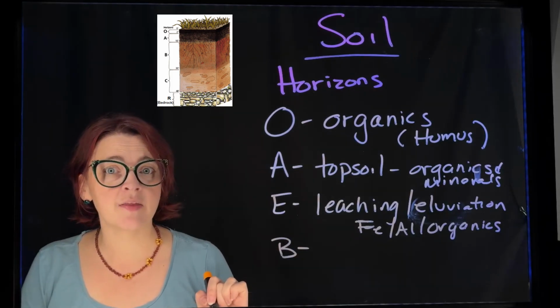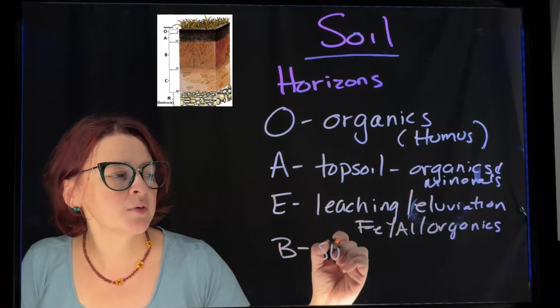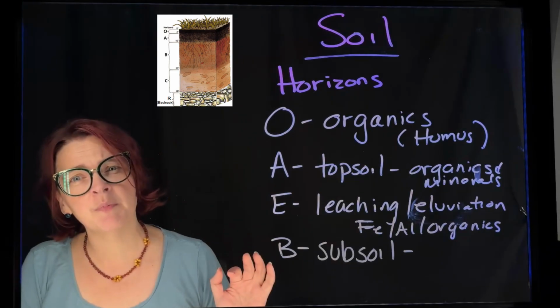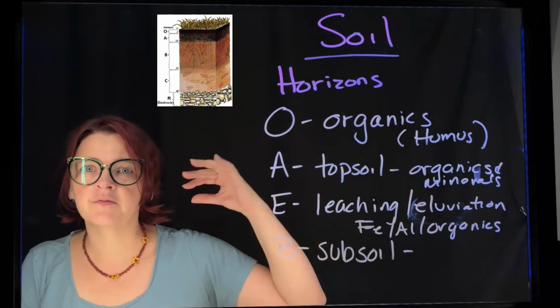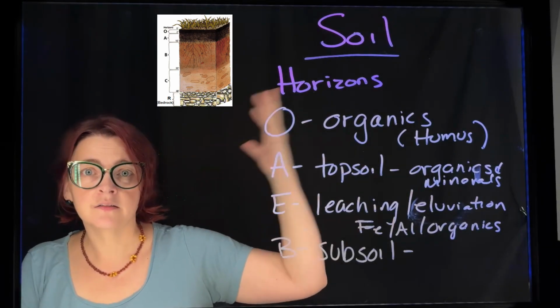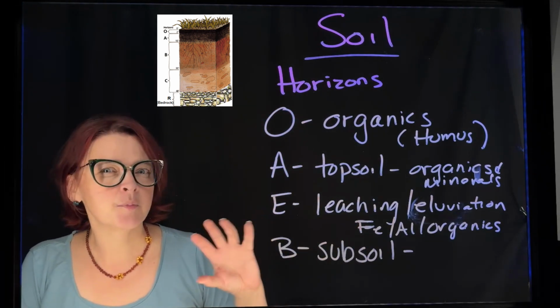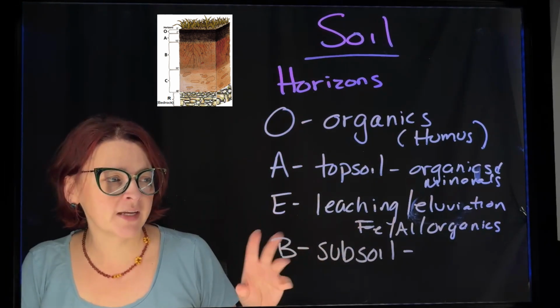Then we have the B horizon. This is the subsoil. There's very little organics in this. At the very top of the B, you might have a couple of roots from larger trees, but essentially this is going to be pretty much free of organics.